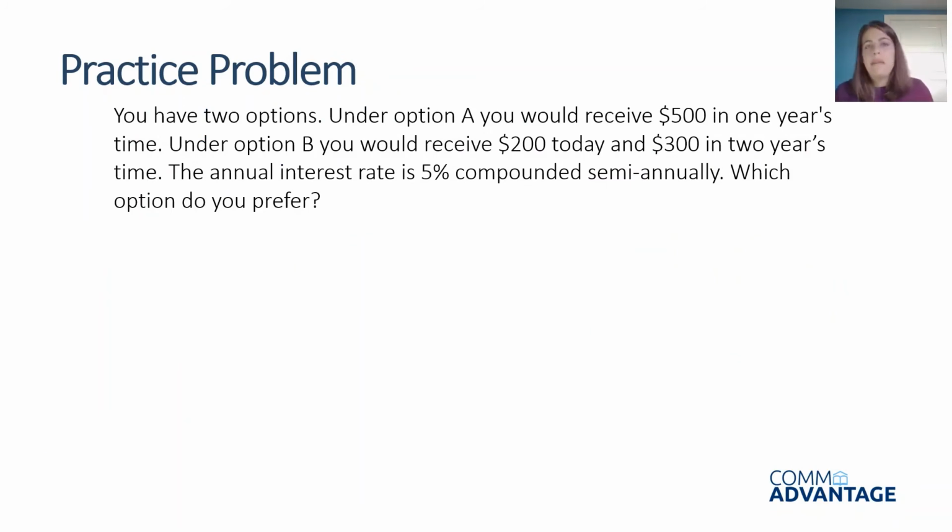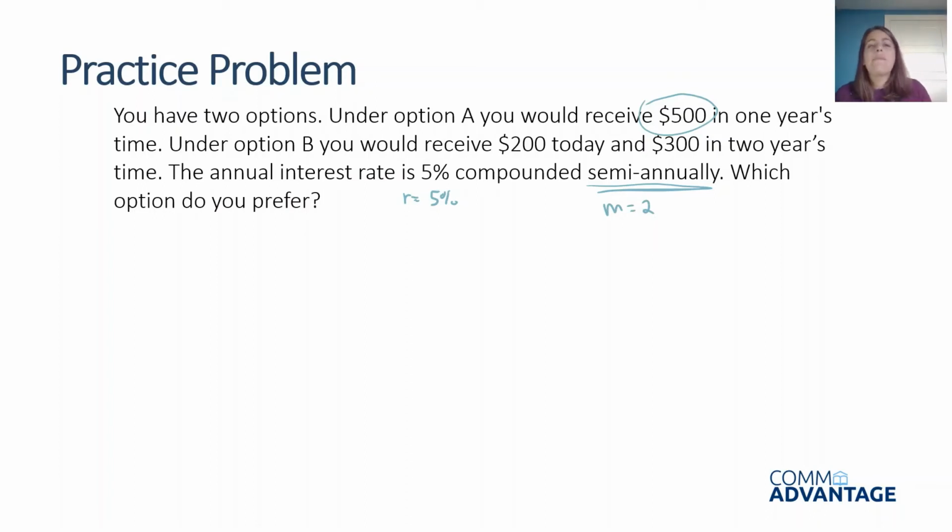So let's try a mini practice problem here. We have two options. Under option A, we could receive $500 a year from now. Under option B, we would receive $200 today and $300 in 2 years' time. We have an annual interest rate of 5% compounded semi-annually. So this is telling us that our interest rate is 5%, but our number of periods per year, M, is going to be 2. And so the question is, which of these options do we prefer?